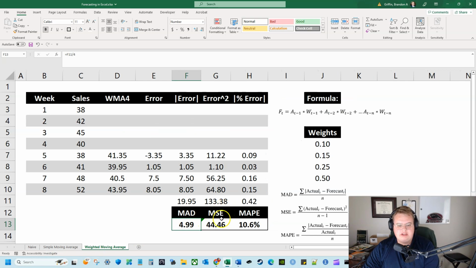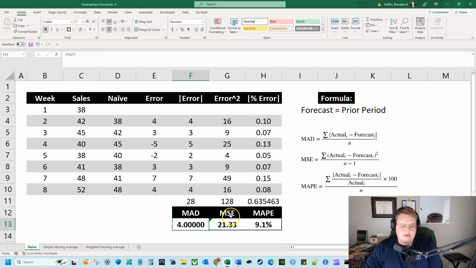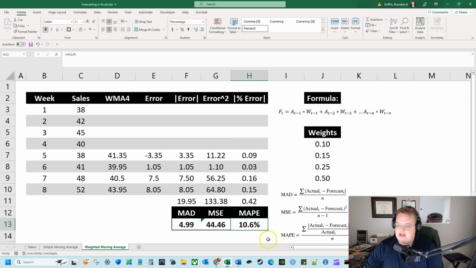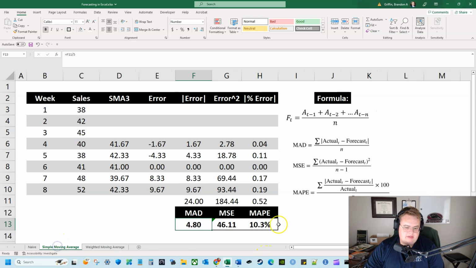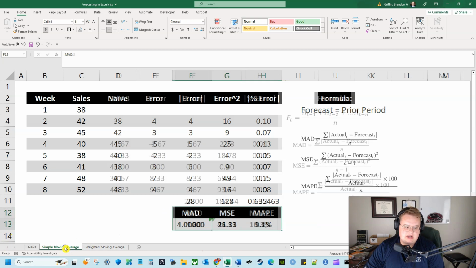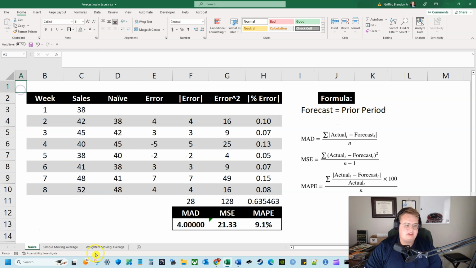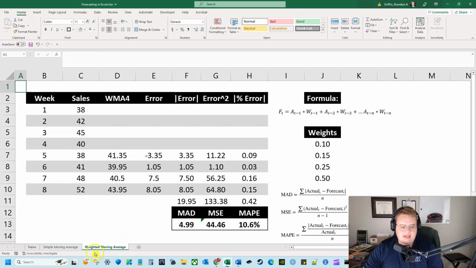Let's look ahead and look at mean squared error, 44.5, 46.11, and 21.33. So naive also seems like it's better for MAD and MSE. Lastly, for MAPE, weighted moving average 10.6, we have a 10.3, and lastly, we have a 9.1%. All right, so each one of these gives you slightly different pieces of information. So it's important to make sure that you use them in the correct context, but you can kind of get a good picture of what's going on with your data when you look at all three of them in perspective.